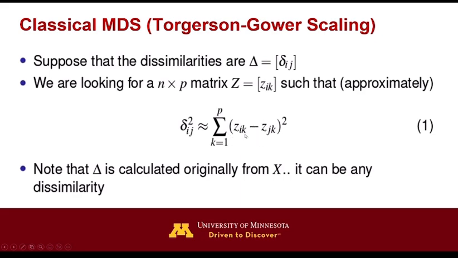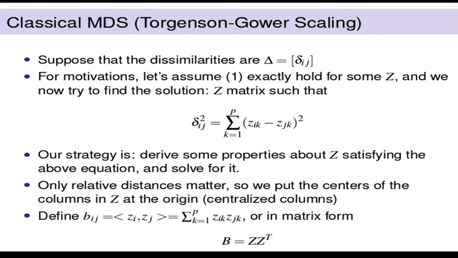So take a look at that now. And of course, we know that the data is calculated originally from X. I told you the input data is going to be a distance matrix, and of course it can be any dissimilarity. So this is MDS, and the classical MDS that we also call Torgerson-Gower scaling. Now the strategy here, don't forget, is that we want to minimize. Our strategy is to derive some properties about Z satisfying the above equation and solve for it. Of course, only relative distances matter, so we put the center of the columns in Z at the origin.